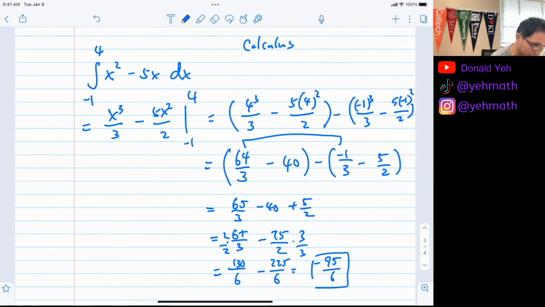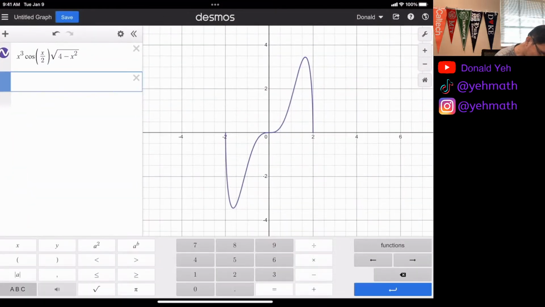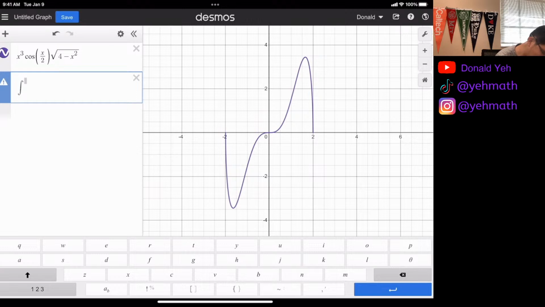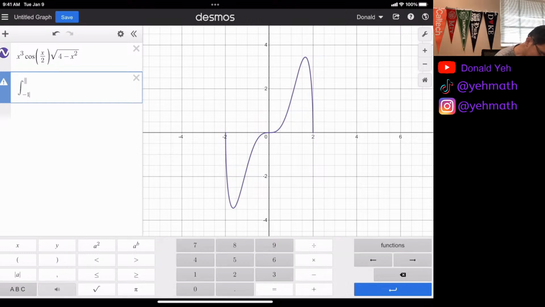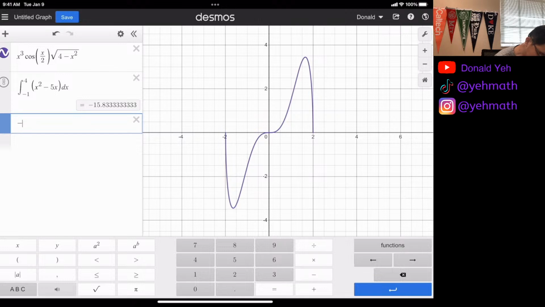So let's check if we did it right. We say integration between, you just type in int. Today's question you can always check, between -1 and 4, and what's the function? X squared minus 5x, and the dx. What did you type in to get that? int. What was the final answer? -95 divided by 4. Yeah. Okay.